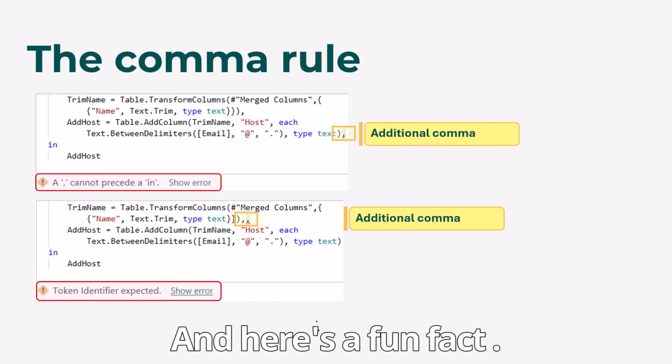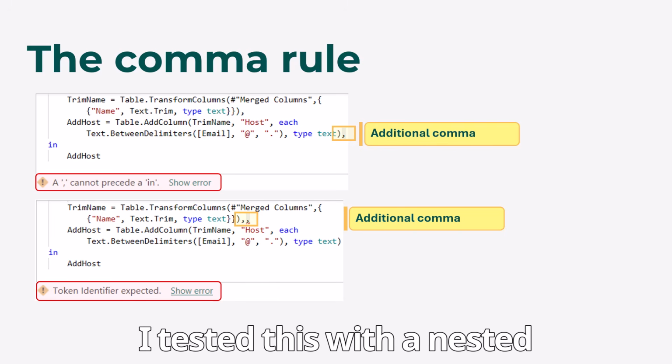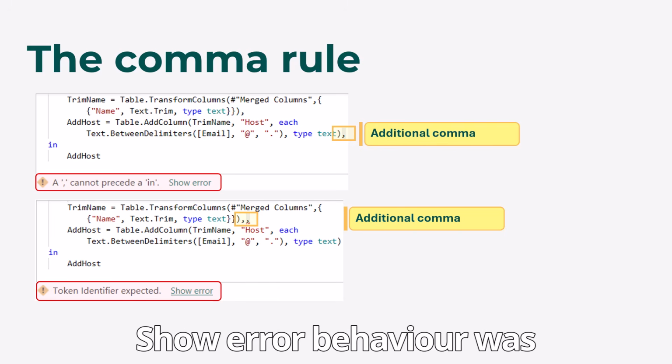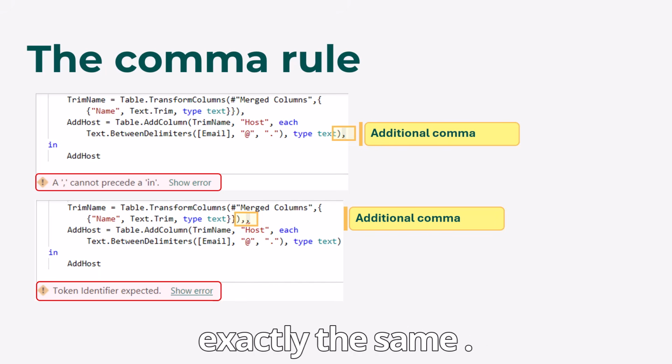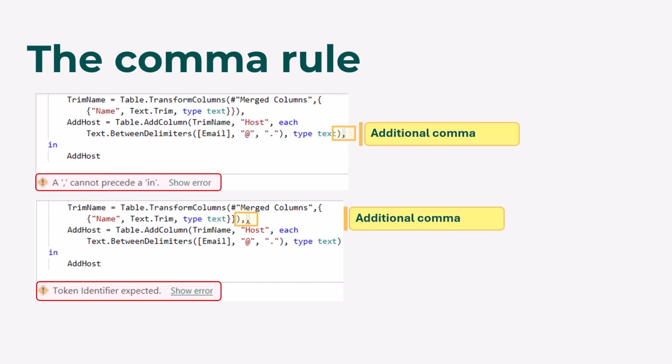And here's a fun fact. I tested this with a nested let expression, and that show error behavior was exactly the same. Now that's pretty awesome.